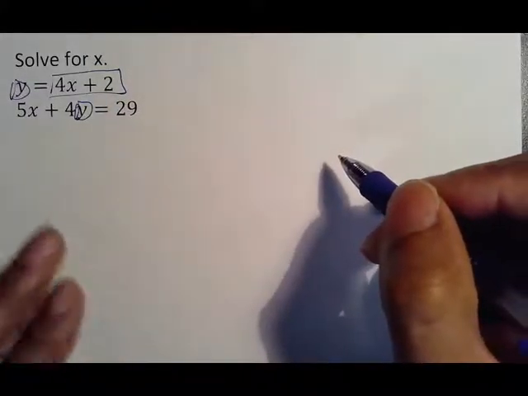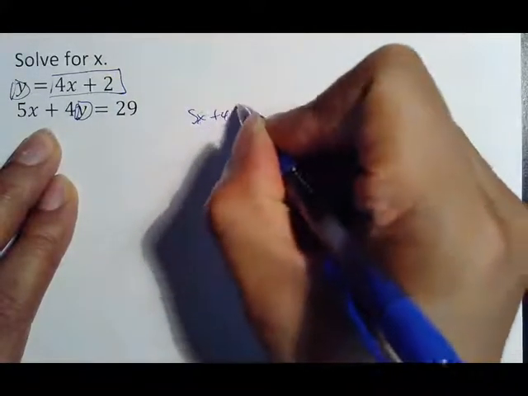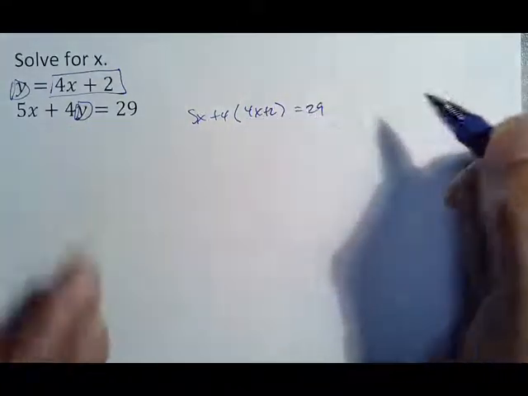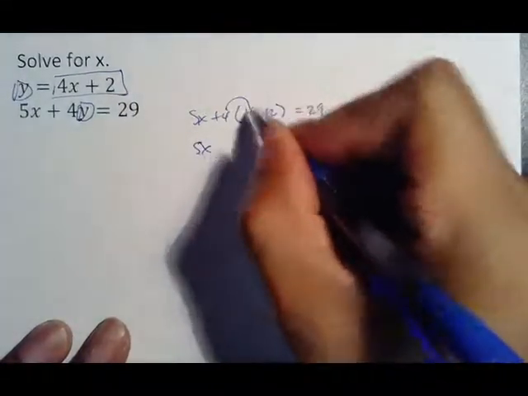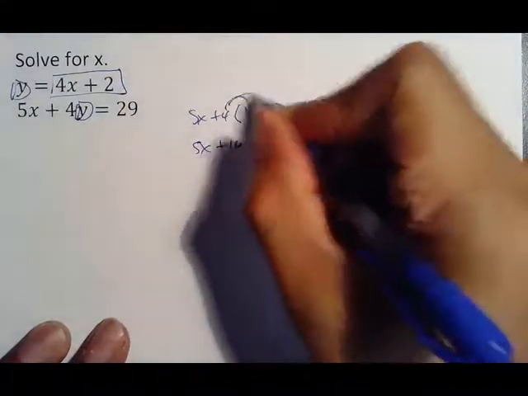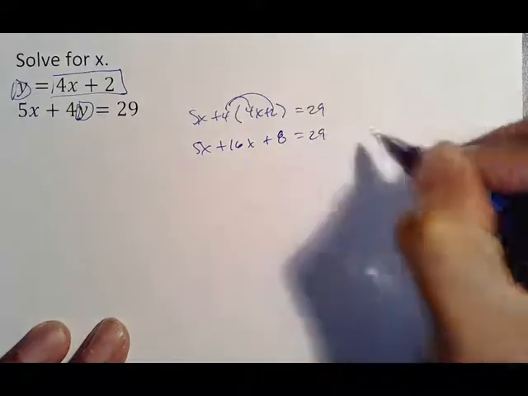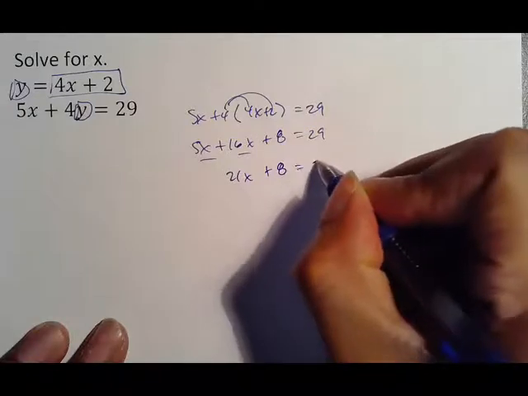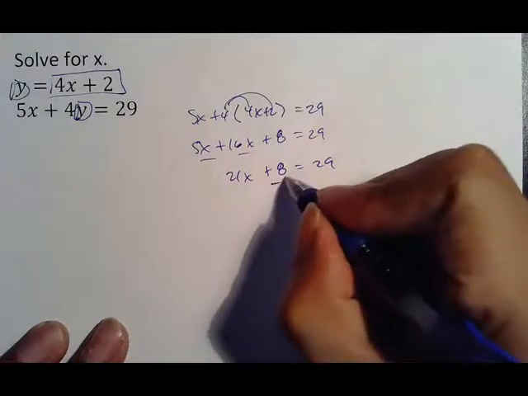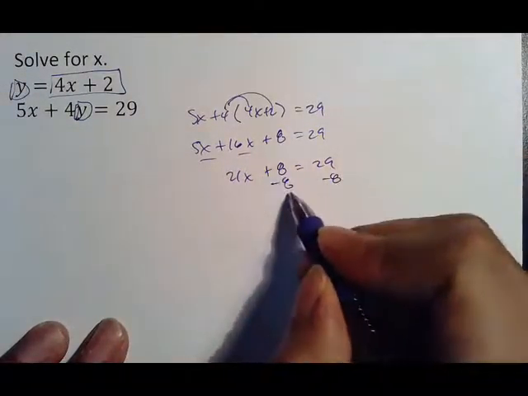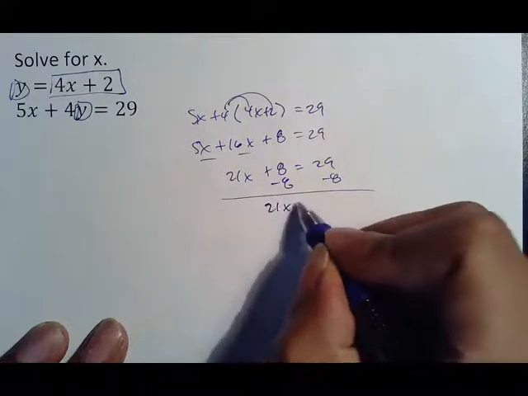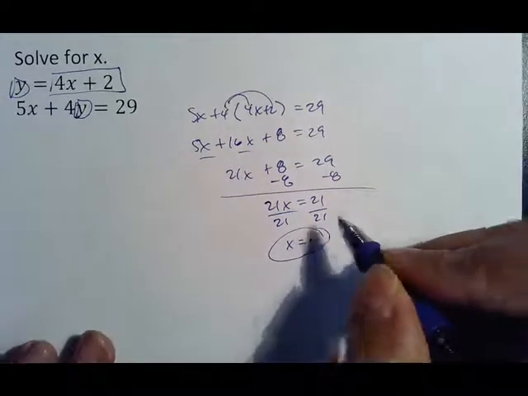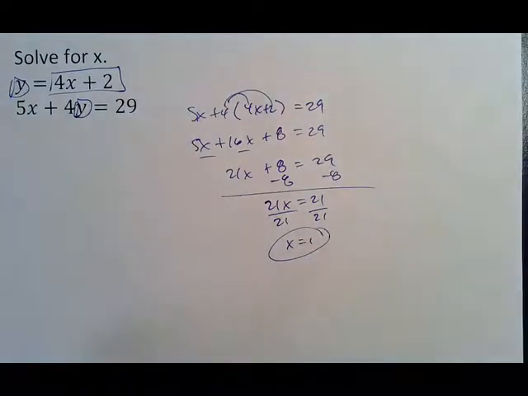And here, again, 5x plus 4, parentheses, 4x plus 2 equals 29. Distribute. Combine terms. Move, since this is a plus 8, we're going to subtract 8. And again, nice easy number, bringing this algebra back to us the way that we were.